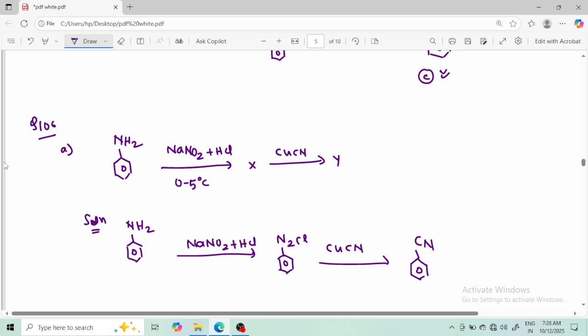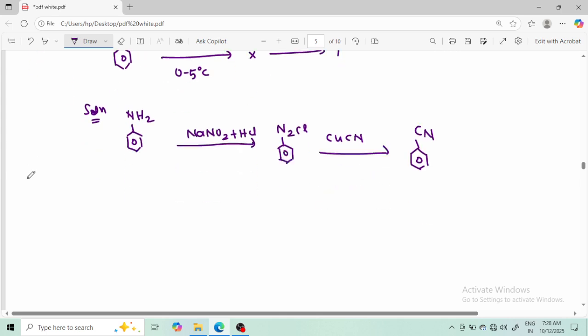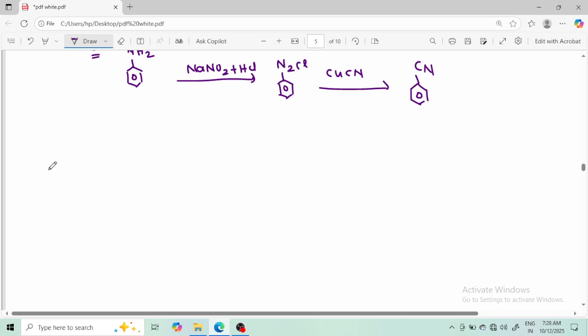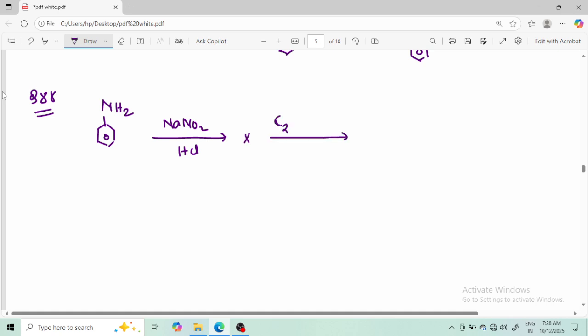All right, these are the questions that were there. Then try one more question. This is question number 88. In question number 88, we are mainly focusing on the questions from benzene diazonium salt, and then it's reacting with NaNO2 HCl, and it's giving X, and then C2H5OH is there, and it's giving Y.